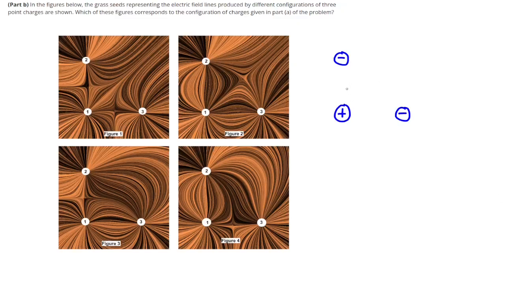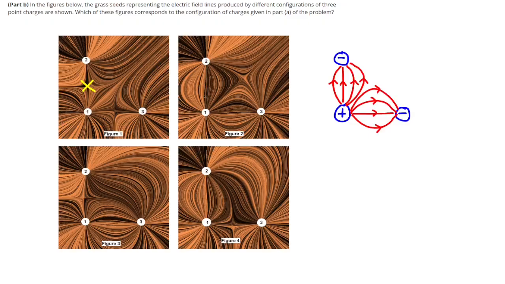So what we expect is the electric field from the positive to the negative charge to be connected. So the electric field lines will look something like this, and so on and so forth. So as we can see from this figure, the electric field lines between 1 and 2 are not connected, so that's the wrong answer. And figure 2 looks correct, because the electric field lines between 1 and 2 and 1 and 3 are connected.